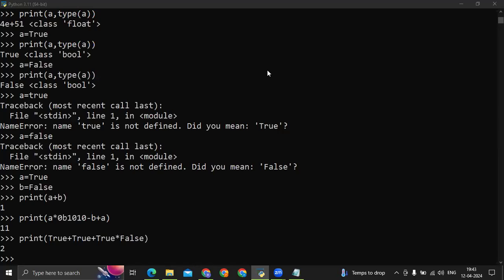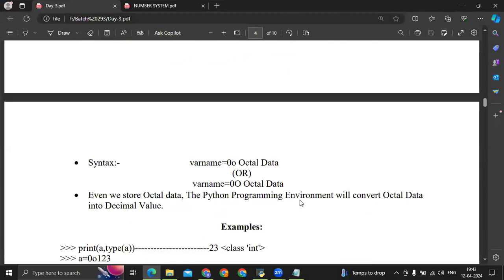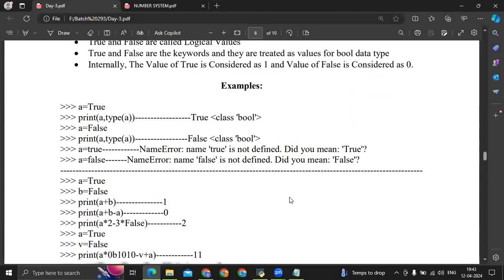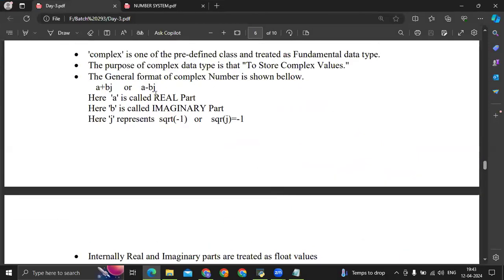The general format of a complex number is, let me show you, and that will be easier for you. The general format of a complex value is A plus BJ or A minus BJ. A is the real part and B is the imaginary part. Please remember, A plus BJ or A minus BJ. A can be any digit, B can be any digit. And J represents the square root of minus 1, or J squared is equal to minus 1.